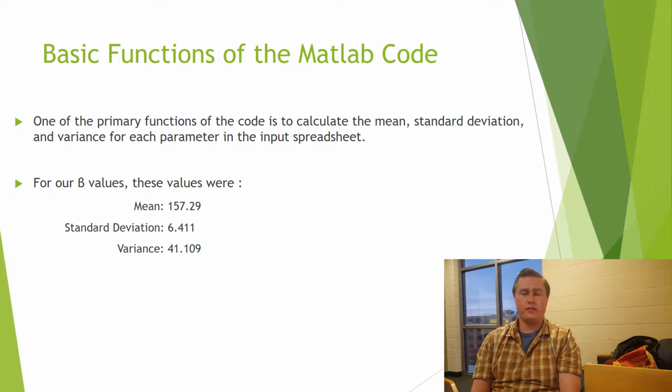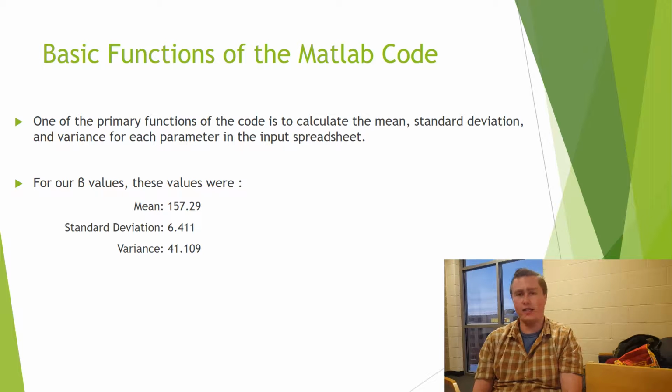The 3 calculations we perform first in MATLAB are the mean, the standard deviation, and the variance. The values that we obtained from our data set were a mean of 157.29, a standard deviation of 6.411, and a variance of 41.109.